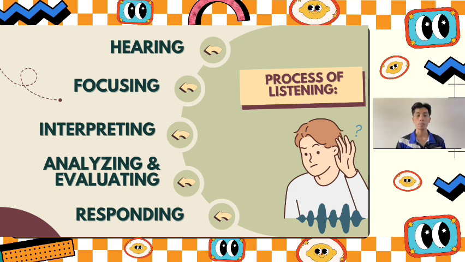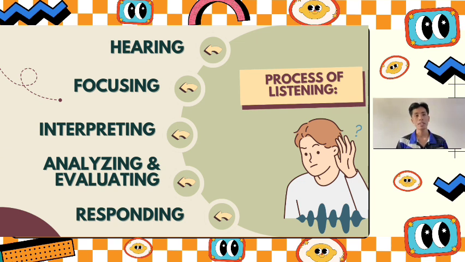So the second process of listening is focusing. This is where active listening begins. Focusing involves directing your attention to the specific sound or message you want to understand. It requires filtering out distractions and concentrating on the speaker's voice and words. This stage is crucial because without focus, the subsequent steps are compromised.